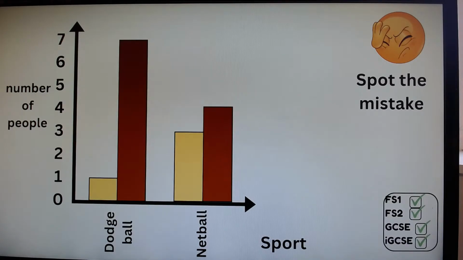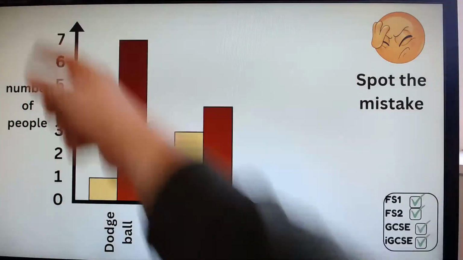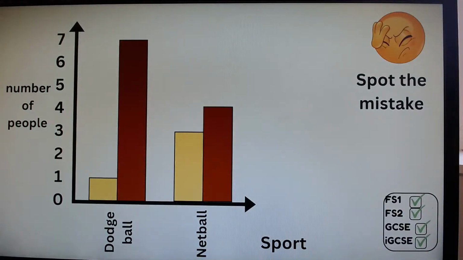Okay, final one then. We've got the number of people that like these sports. They had a choice of 2 sports, dodgeball or netball. Number of people I've got labelled on my y-axis, and I've got dodgeball and netball labelled on my x-axis there. What is the problem? What is the mistake I have made here?